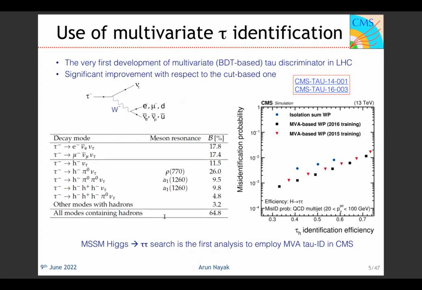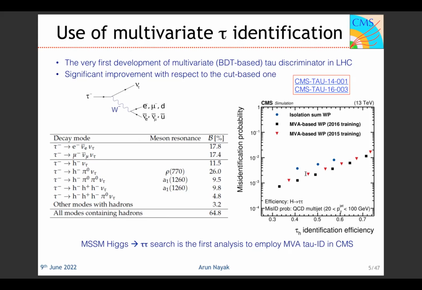Okay, so one of the object identification areas where India has made a lot of contribution is the development of tau identification at CMS. Just after Run 1, the Run 1 Higgs to tau tau standard model analysis was based on the cut-based tau identification method. But then there was a development of a multivariate tau discriminator, based on a boosted decision tree, to separate taus from jets using lots of kinematic information like decay vertex, impact parameter, and so on, in addition to the isolation.